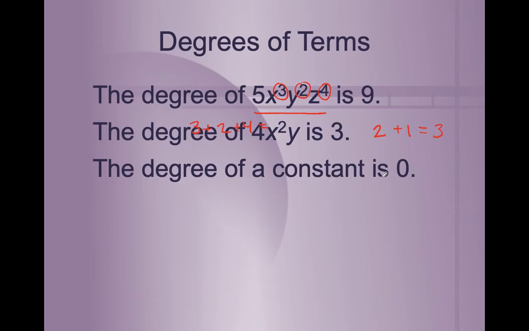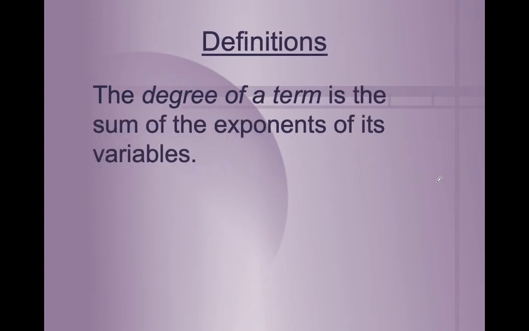The degree of a constant or a number is going to be 0. So if I have the constant 2, the degree is going to be 0. So, 2 is not equal to 0. Hopefully that doesn't confuse you, but the degree is going to be 0.